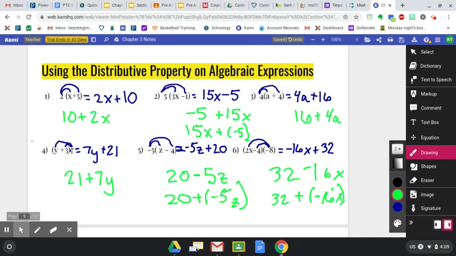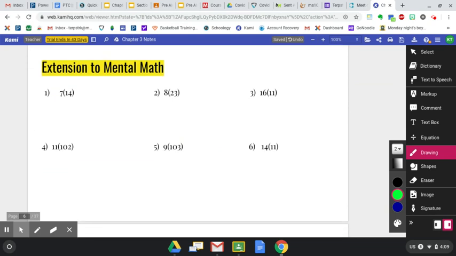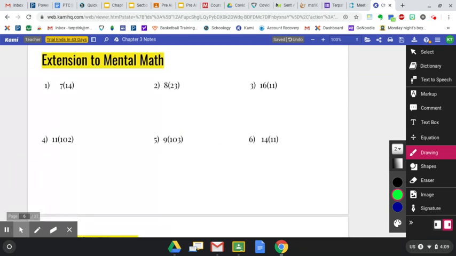All right. So we can also extend this to mental math. These are basic skills in solving. But I could change this problem to some easier problems. For example, 14 is really 10 plus 4, right? So I could do 7 times 14 the old way.